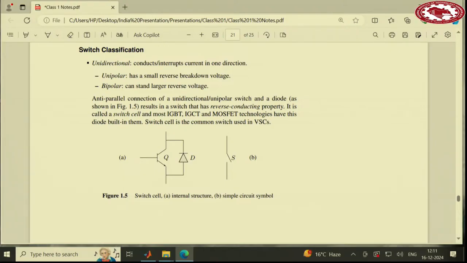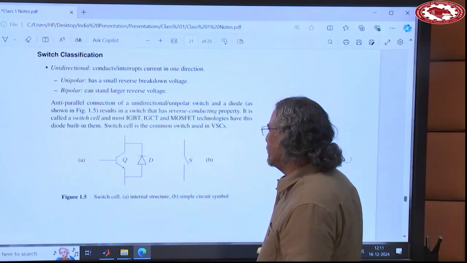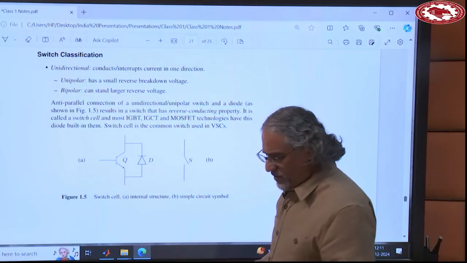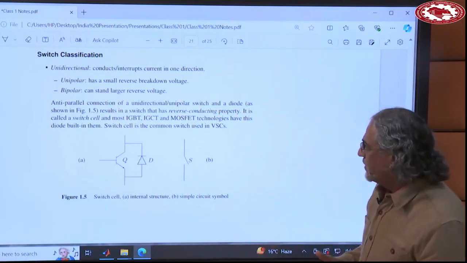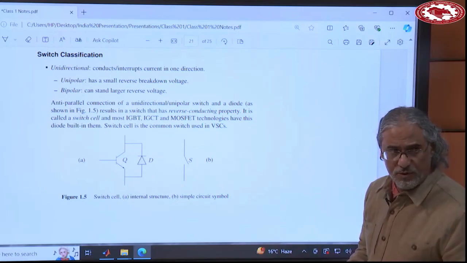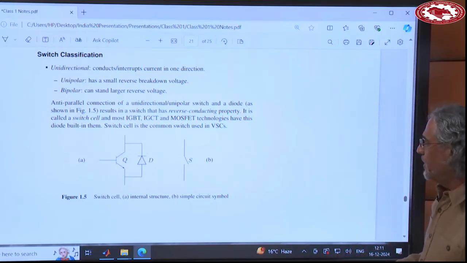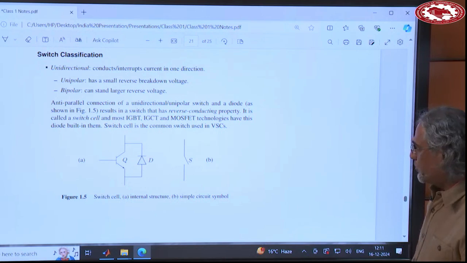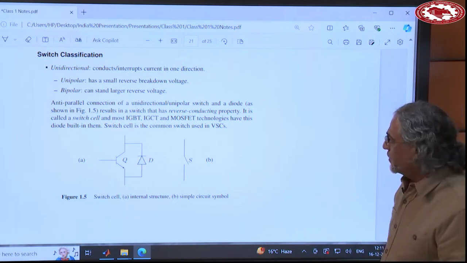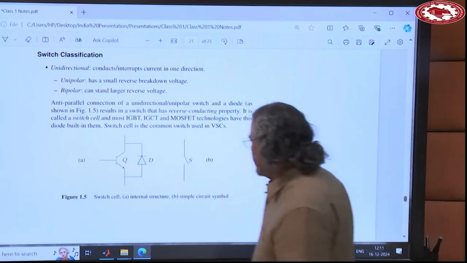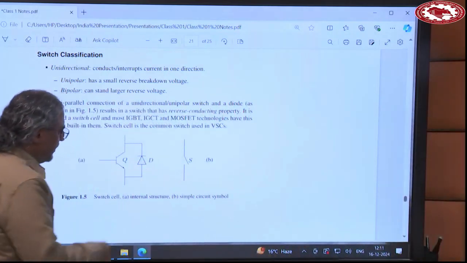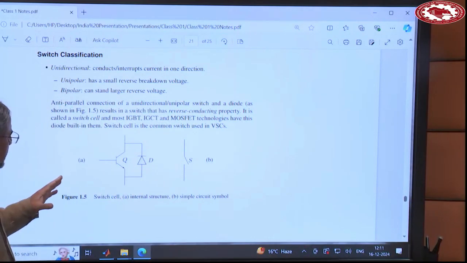Unipolar has a small reverse breakdown voltage, so you should not really bias the switch in the reverse direction with any large voltage. It cannot tolerate that voltage. This type of switch is called unipolar. But bipolar switches can stand large reverse voltage. So typically what we do, it's very common, almost all converters do.